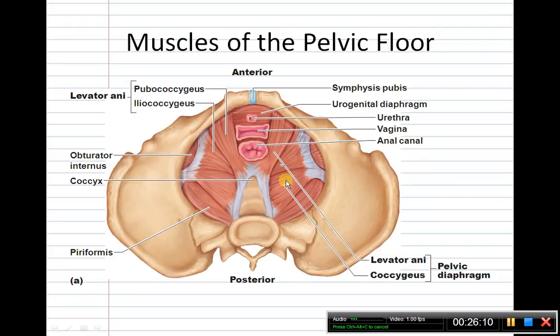So when you do Kegels, you actually tighten the levator ani and the coccygeus muscles to try and strengthen them and support the uterus and the vagina and the internal organs like the bladder. So here are the main ones, the levator ani and the coccygeus. Collectively, they make the pelvic diaphragm.